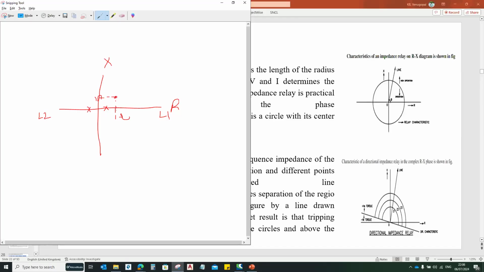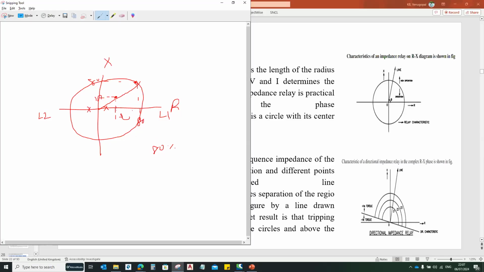Now let us assume that my zone protection is 80% of the protected line. So I will consider 80% of the resistance as well as 80% of the reactance, so that point will come here. Taking 0 as a reference, I will draw the entire circle. So by using the parameters of R values and X values, this plot will be drawn.